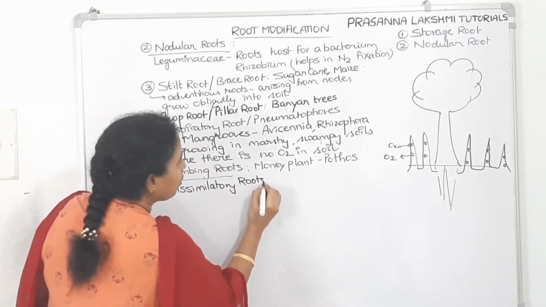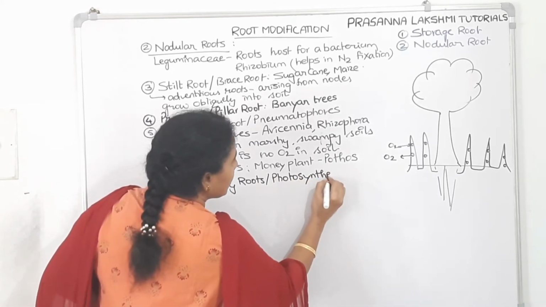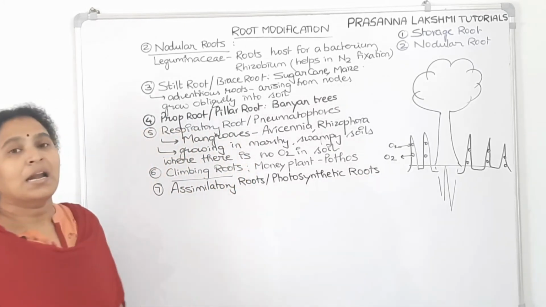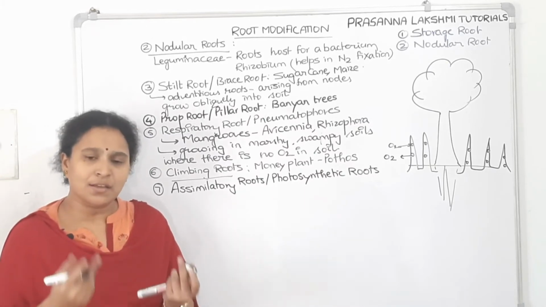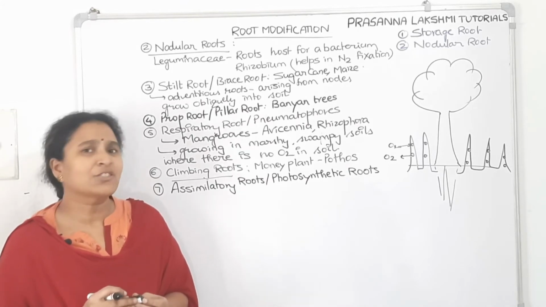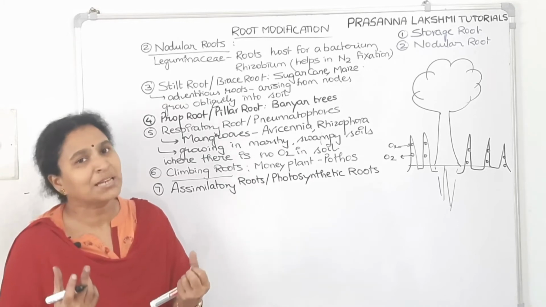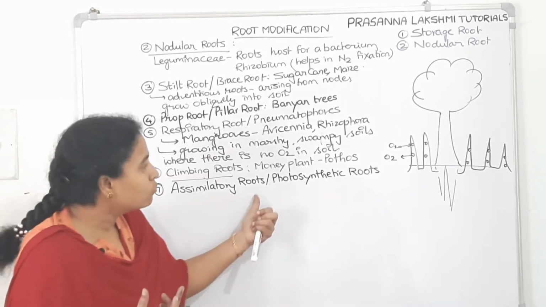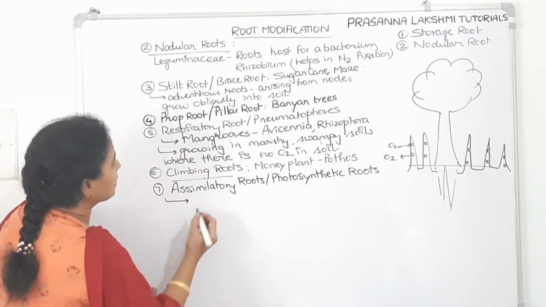Assimilatory roots are also called photosynthetic roots. In some plants like Ctenospora and Ctenophyllum, the stem is not there, the leaves are not there, so the root, which is normally non-green, becomes green, because it has to take up the photosynthetic function.